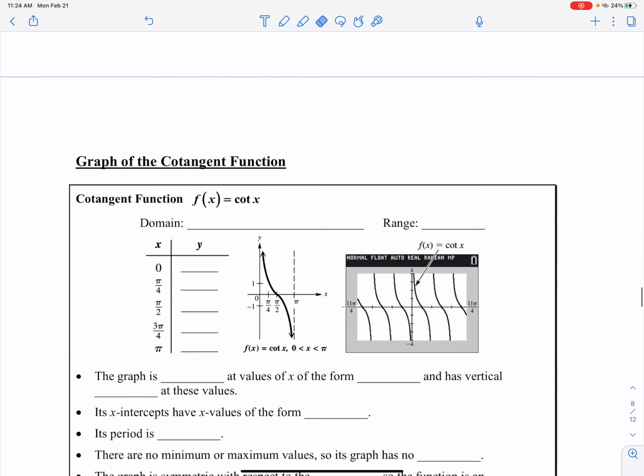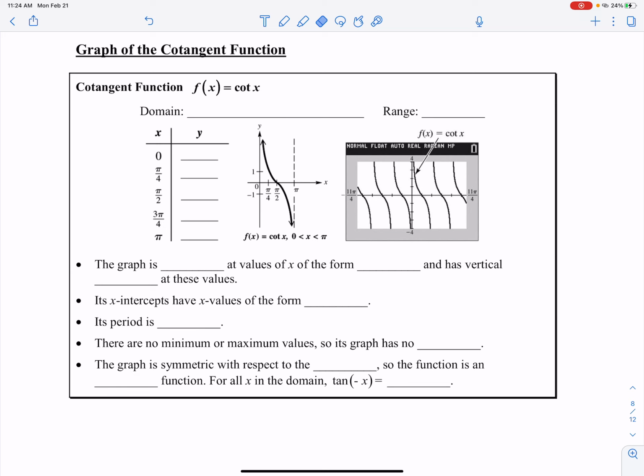Okay, cotangent function. Nice and easy, right? It's the exact same function, just flipped horizontally and shifted over. So the domain here is from 0 to pi. That's where this function starts repeating itself. The range goes up and down forever, so this is all real numbers. We get the same values from this stuff. At 0, it's undefined.